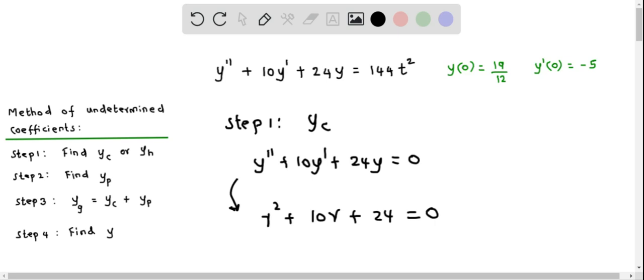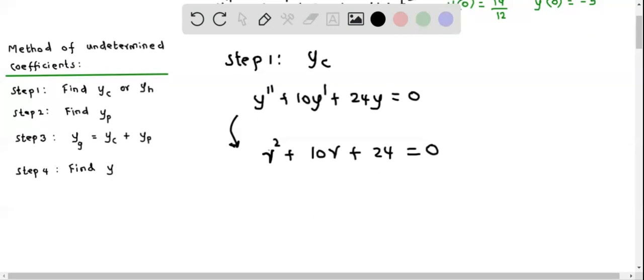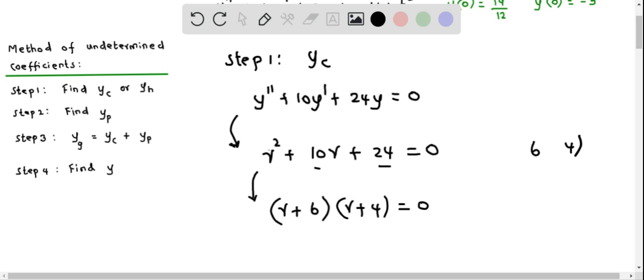We now have this quadratic equation in r, that is r squared plus 10r plus 24 equals 0. Now we can write this in factored form as r plus 6 times r plus 4 equals 0, because we need a product of 24 and a sum of 10. The two numbers are 6 and 4. The product of these two numbers is 24, and the sum is 10. So this factorization is correct.